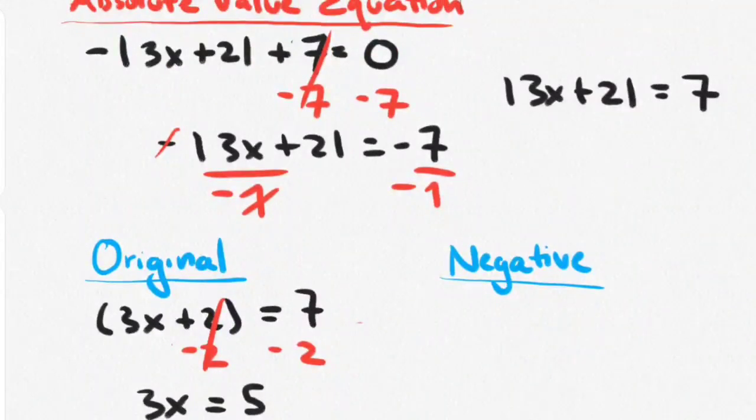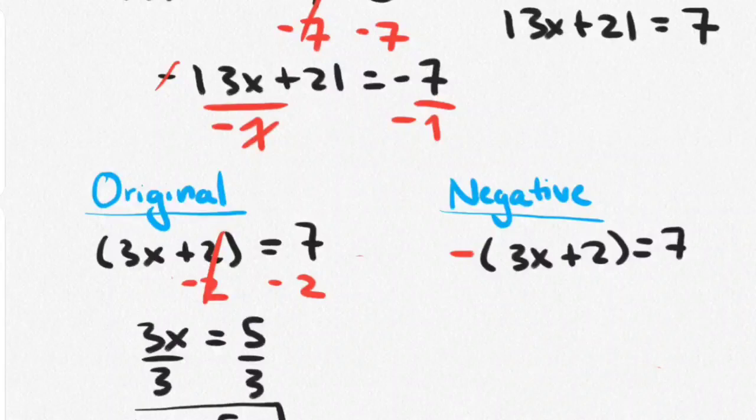And for the negative equation is where we add the negative outside the absolute value, and that's why I call it negative. So we're going to go ahead and do that next. We have negative, put parentheses outside the absolute value, plus 2 equals 7. And now you need to distribute the negative into the 3x plus 2. So you're going to get negative 3x minus 2 equals 7. And remember, you're only adding the negative to one side of the equation. And now you can go ahead and solve for x from here.